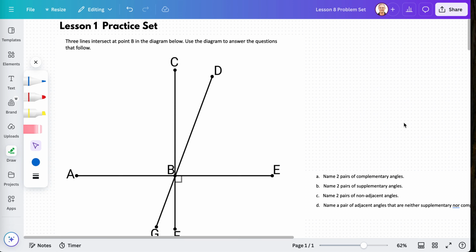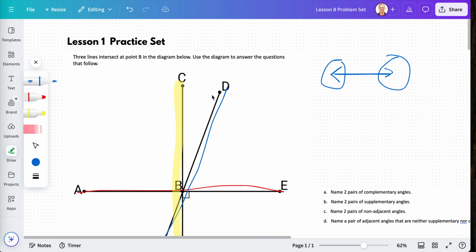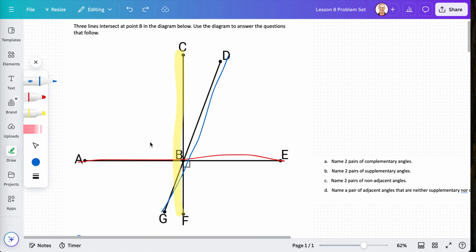Three lines intersect at point B. So we have one line, oops, two lines, and three lines. I have to say this because I can't stop myself. But a line should go on forever on both ends. These are actually line segments. Just a little trivia there for you. Okay. They intersect at point B.